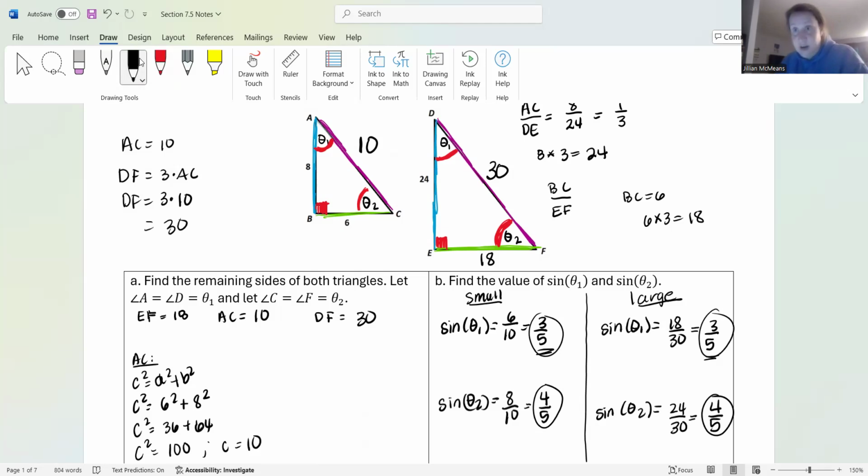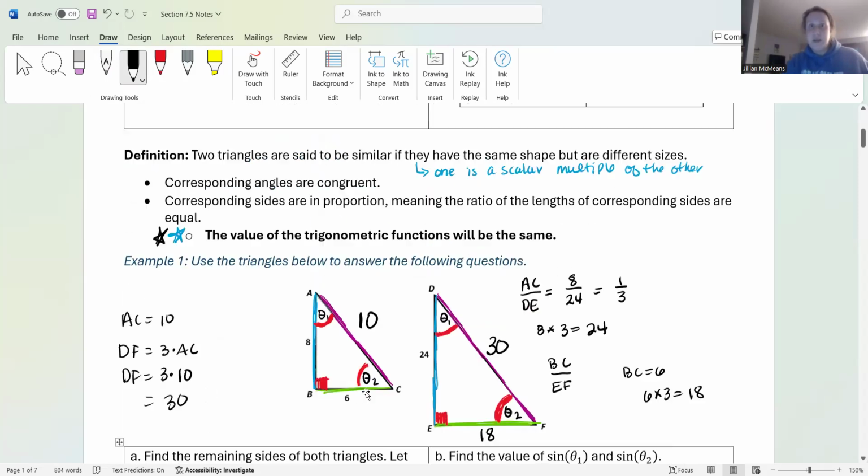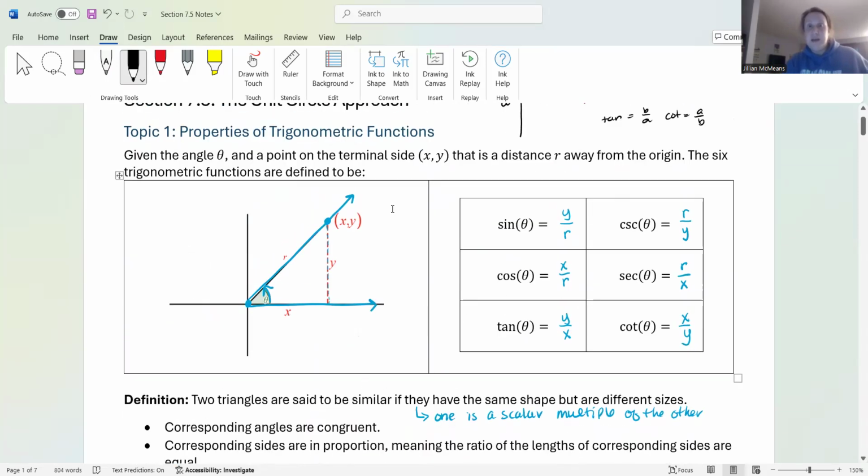Now, if you want to verify further, you can pause the video and find cosine, tangent, cosecant, secant, and cotangent of theta 1 and theta 2. You don't really need to. We've done enough here to prove it. If you want to, knock yourself out. So this should have all kind of been reviewed. We're just proving that if we have similar figures, trigonometric functions are the same. And then we reviewed this idea of drawing an angle in the Cartesian plane with a point on the terminal side and what the six trig functions would look like.